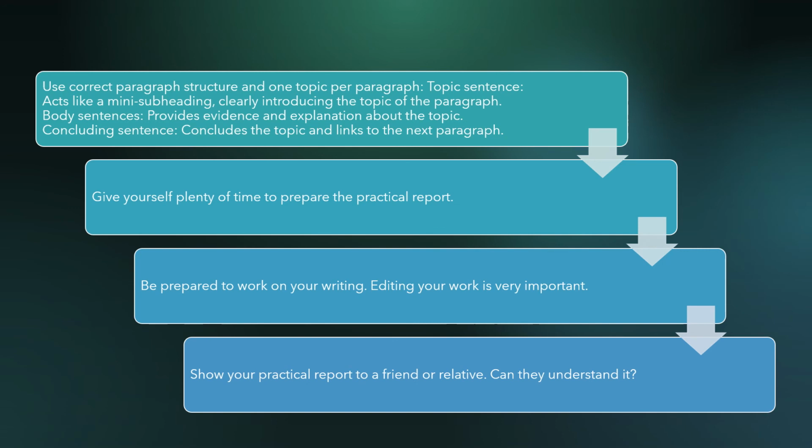Another tick box here at the end. So use correct paragraph structure and one topic per paragraph. So it's like a mini subheading. So clearly introduce your topic. Then in the body of sentences, provide evidence and explain. And then your concluding sentence should conclude the topic and link to the next paragraph.